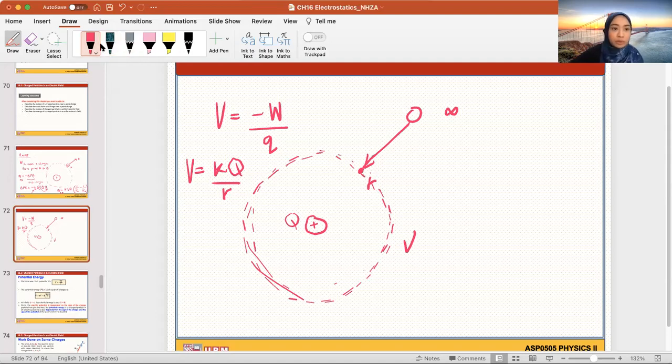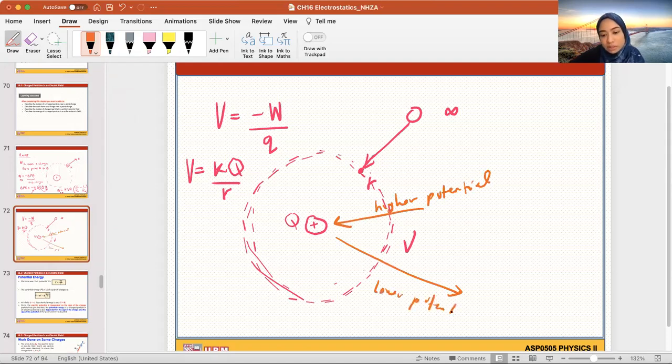And we also have learned that going towards the charge, we get a higher potential. And going away, we get a lower potential. And we also have seen the case where the source charge is negative. Going towards the negative source charge will give you a lower potential, and going away from the negative source charge will give you a higher potential because it becomes less negative.